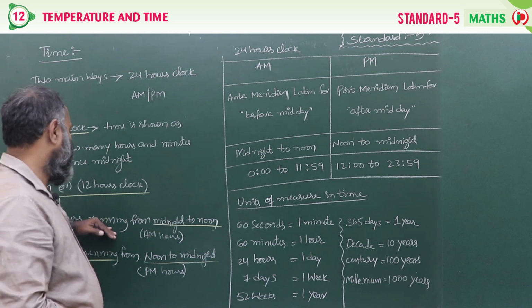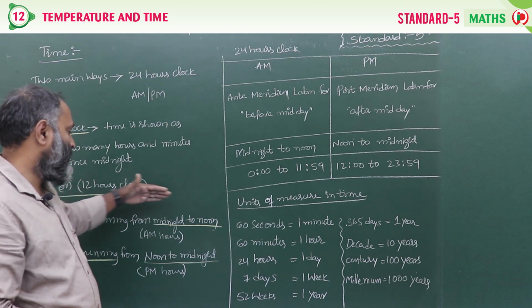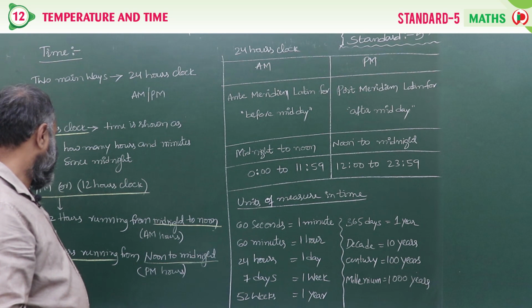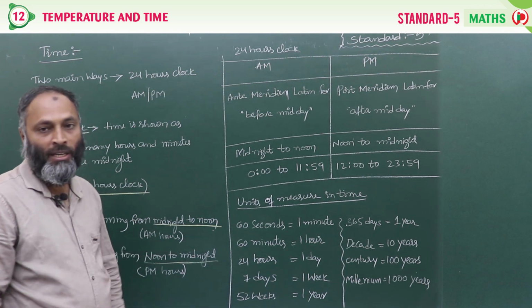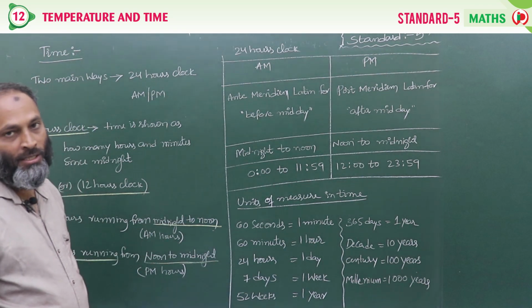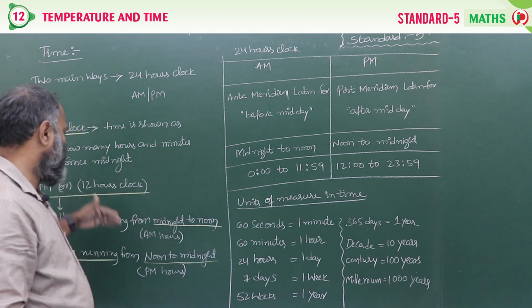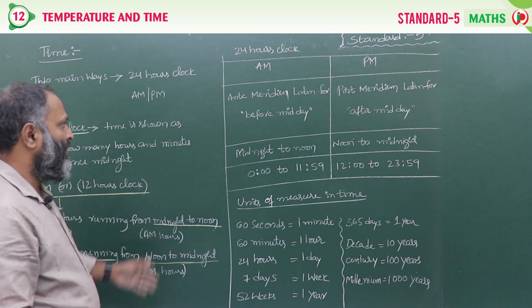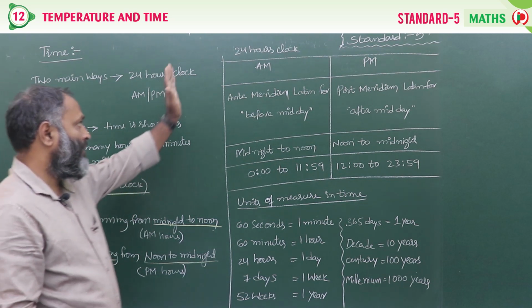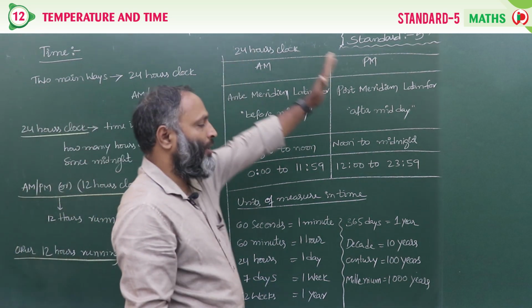Okay. So 12 hours before means the first 12 hours from midnight to noon, and the next 12 hours from noon to again midnight. So that is complete. So 12 hours and 12 hours total 24 hours. This is the representation of a 12 hours clock. Okay. So now in 24 hours clock, AM and PM.